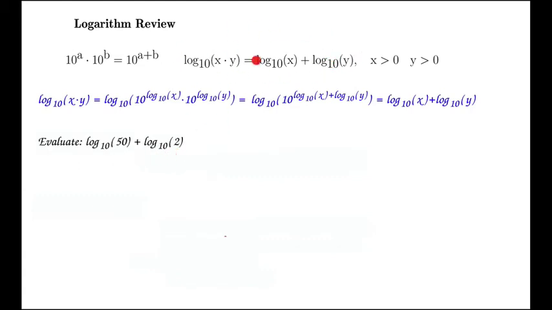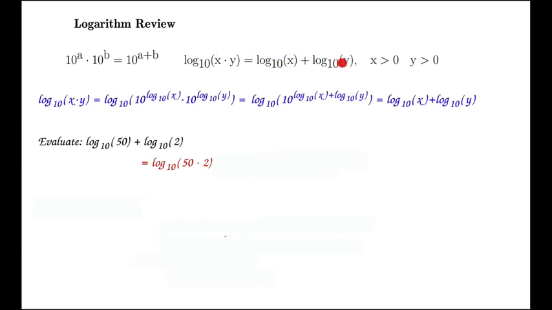All right, let's look at an example of how we can use this. So let's take log base 10 of 50 plus log base 10 of 2. Well, that looks like something on this side of the expression. I don't know what log base 10 of 50 is. I don't know what log base 10 of 2 is. But this rule of logarithms says I can combine the two and write that as log base 10 of 50 times 2. That is, I'm using this rule backwards.